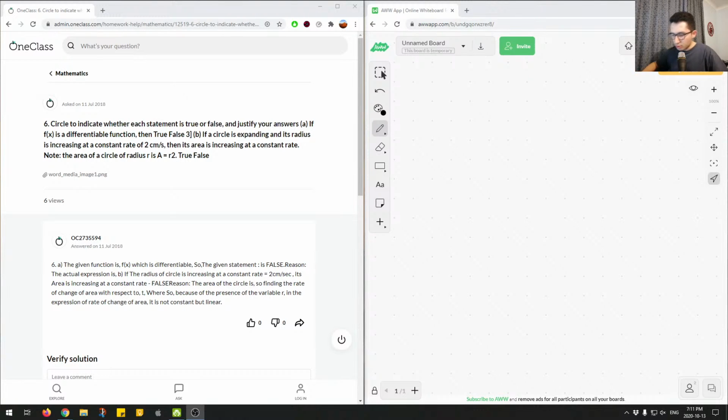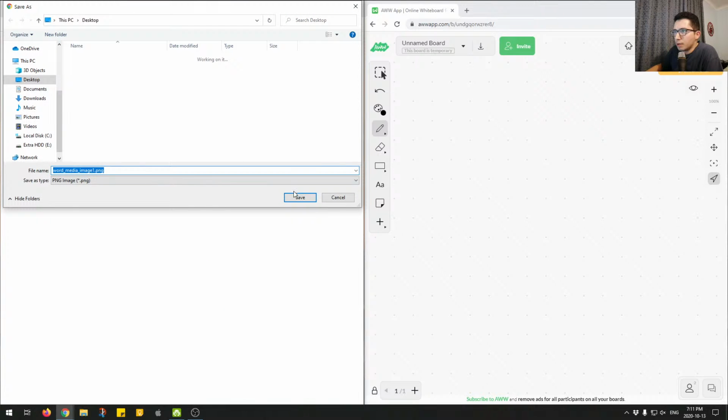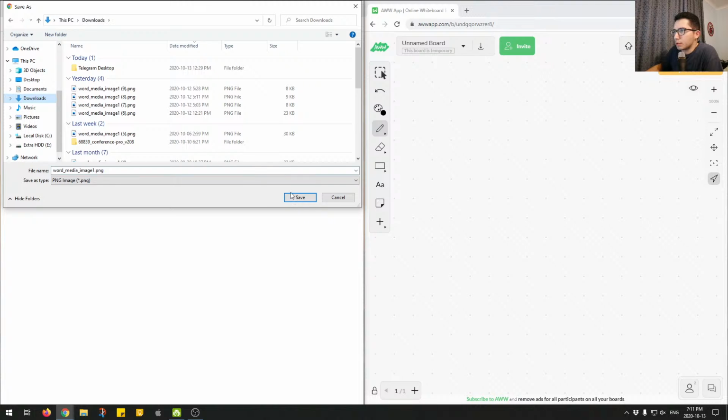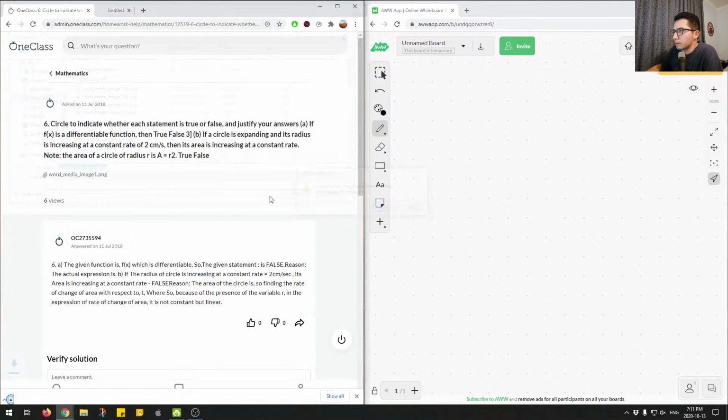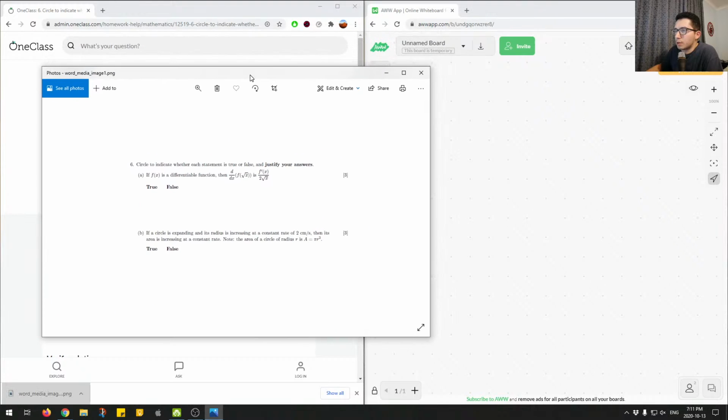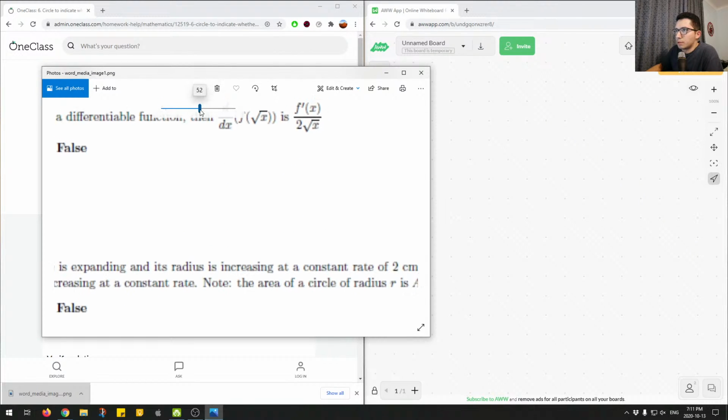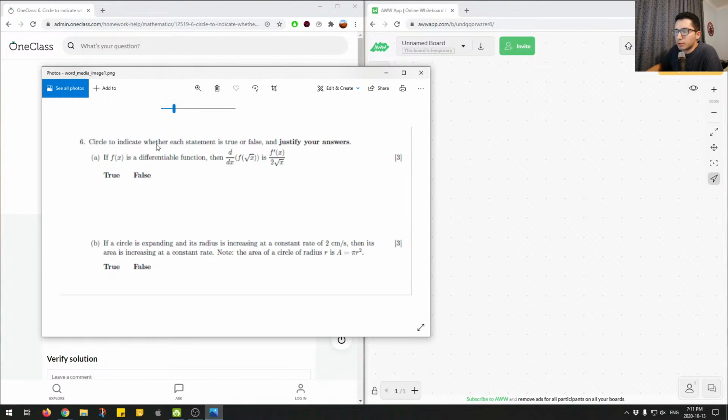Okay, so this question is asking us to circle to indicate whether each statement is true or false, and it gives us two statements. So I'm going to open up this image file to help us figure out what those statements are. So we'll save that over here and we'll open it up. Okay, so this is what we're asked. Circle to indicate whether each statement is true or false and justify your answer.